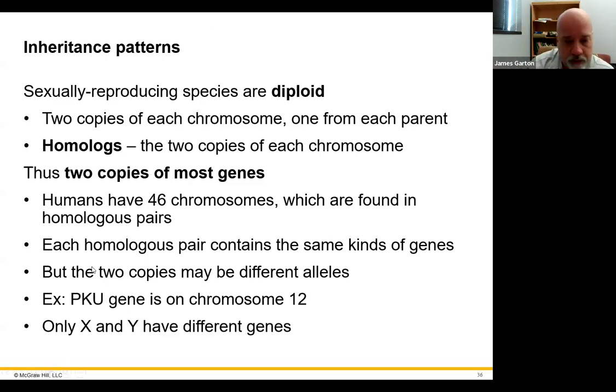Now, the copies might be of different alleles. And they say PKU is on chromosome 12. Oh, great. And in the case of mammals, you have chromosome X and Y. And chromosome X and chromosome Y are very different from each other. Very different in size, very different in genetic makeup, all kinds of good things.